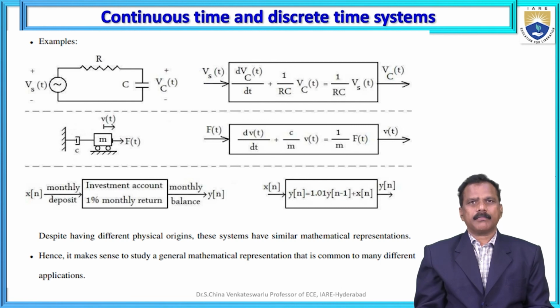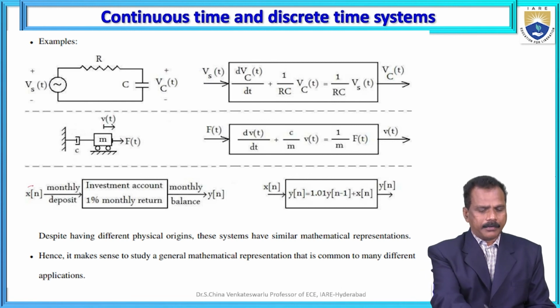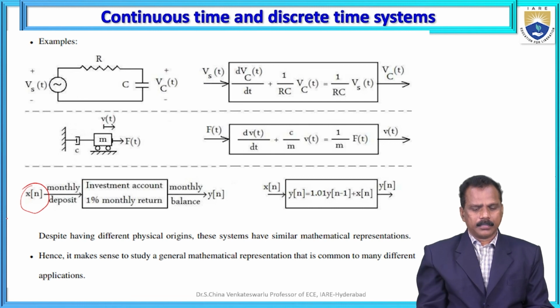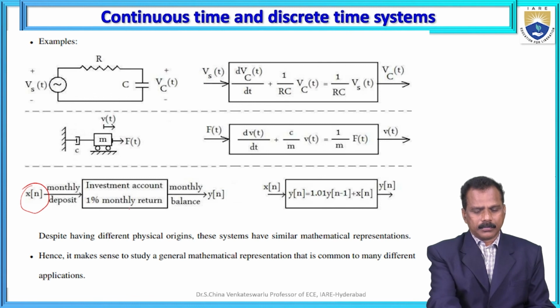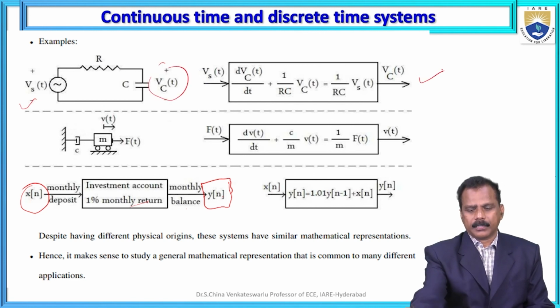Okay, so x of n, we can consider the real-time aspect. Here x of n is the monthly deposit, we can deposit something here, so invest in an account with 1% monthly return and monthly balance, which we can consider as y of n. In the normal case, the input is Vs of t and we expect the output mathematically as Vc of t. So we have considered this x of n as a discrete time signal.